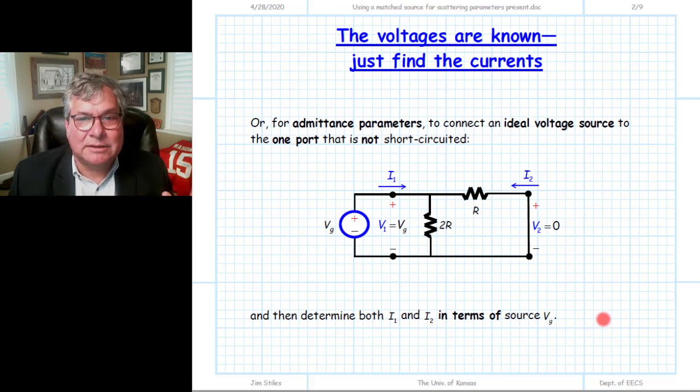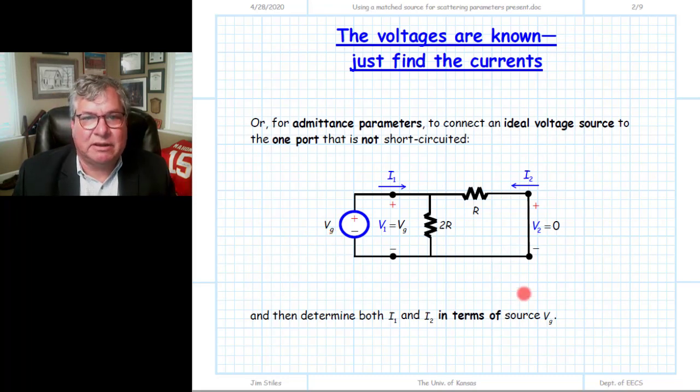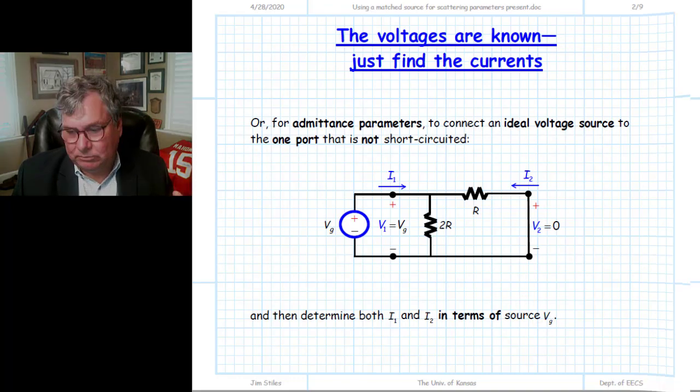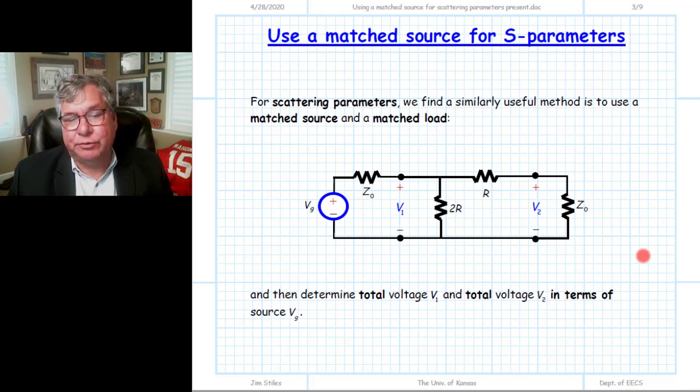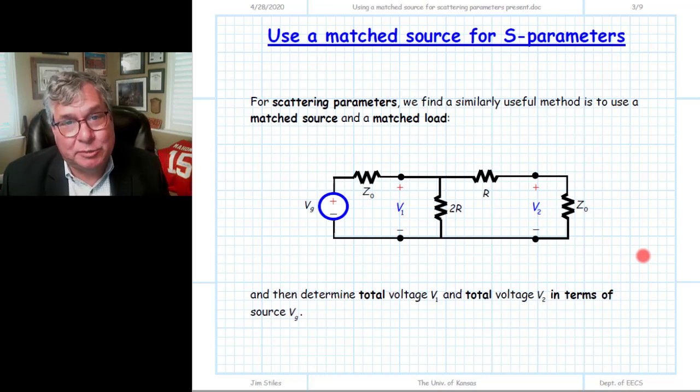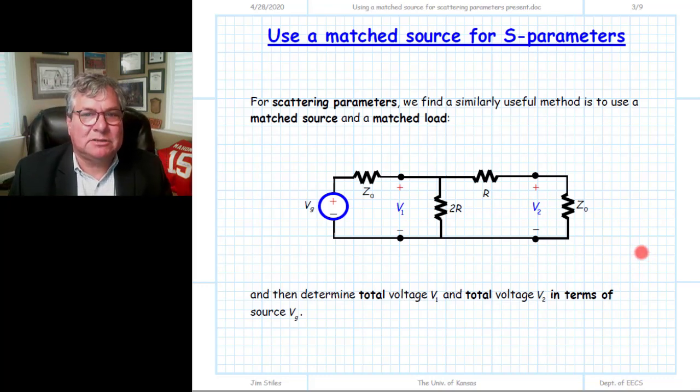Now, what about scattering parameters? Is there a similar thing that we can do here? Similar sources that we could connect somehow to our network, which would properly set up the experiment that we want. So this is a useful way of setting up the experiment, the schematic that we need to analyze, to be able to find the scattering parameters.